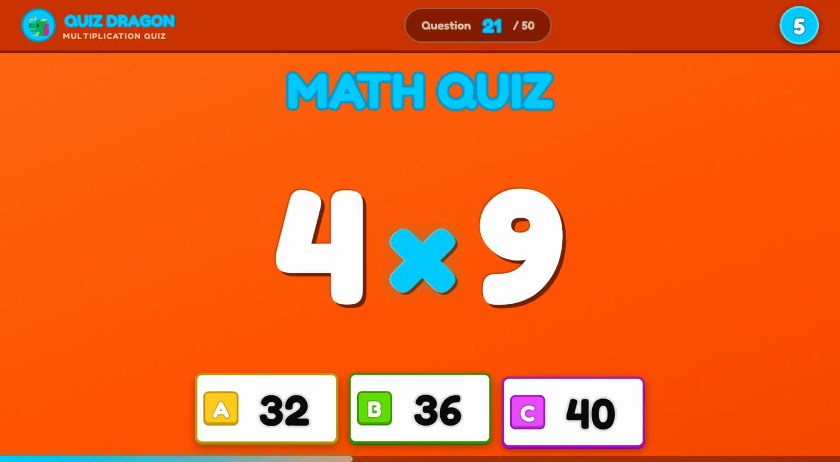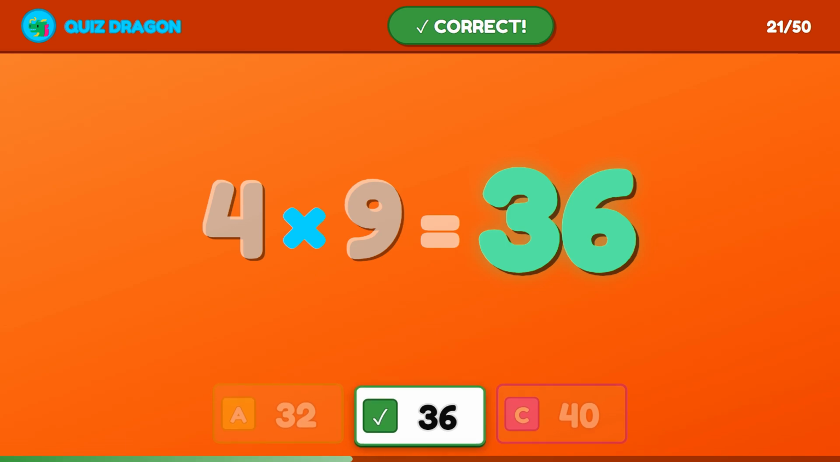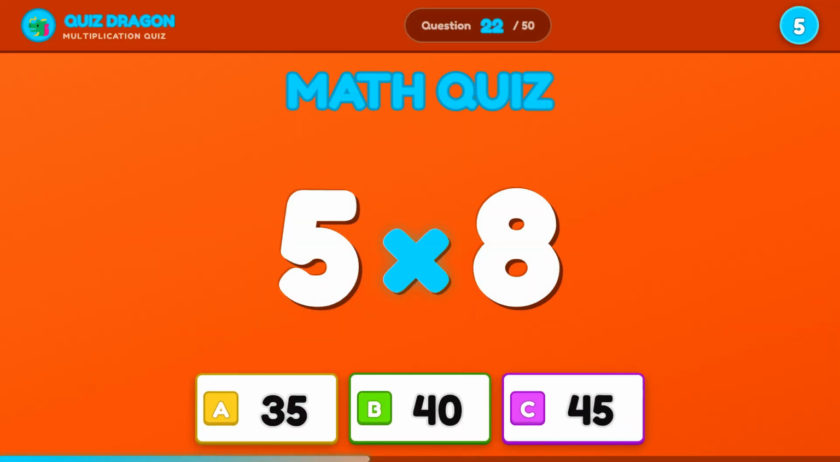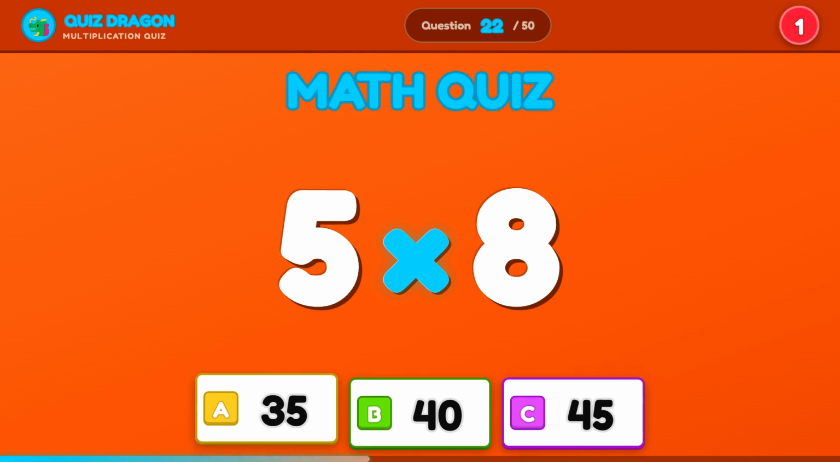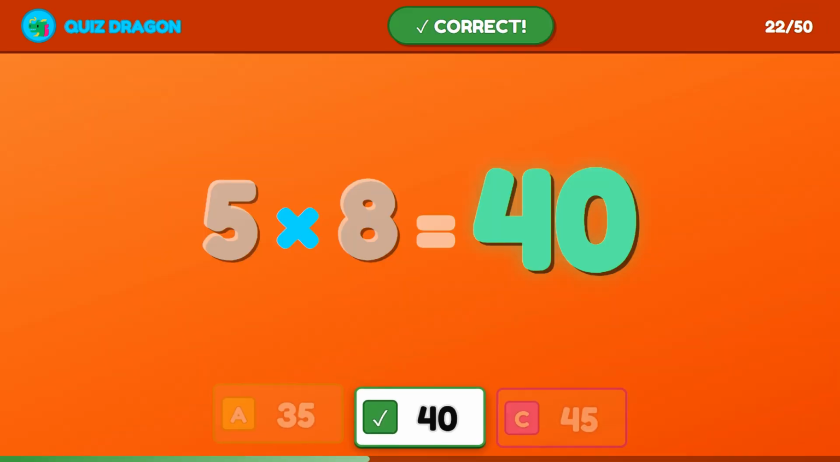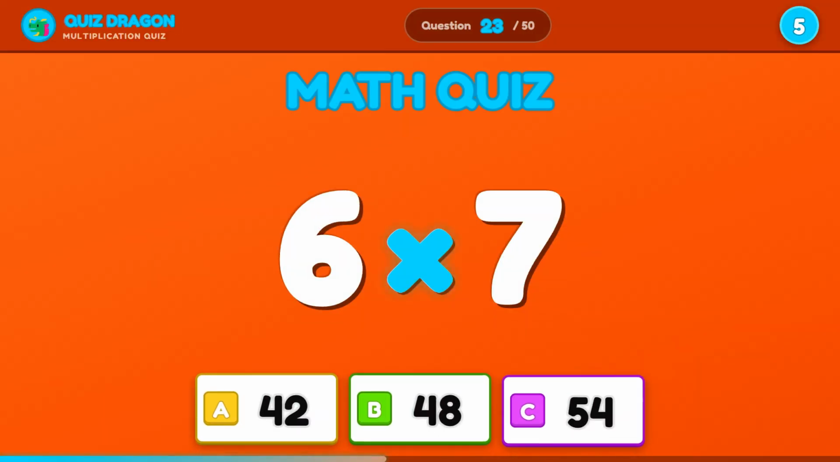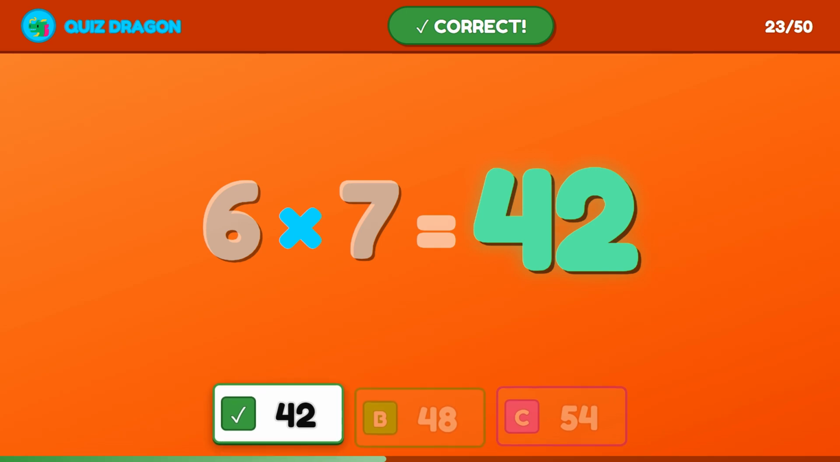Question 21. 4 times 9, what's the answer? The correct answer is B, 36. Question 22. What is 5 times 8? The correct answer is B, 40. Number 23. 6 times 7 equals? The correct answer is A, 42.